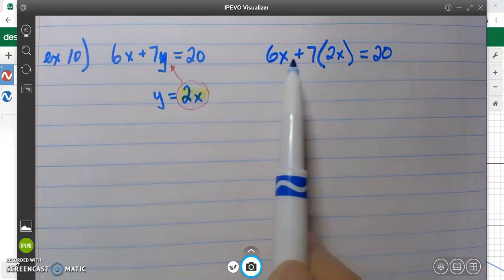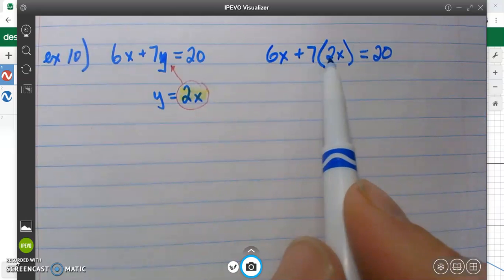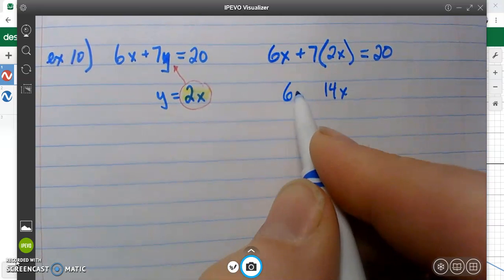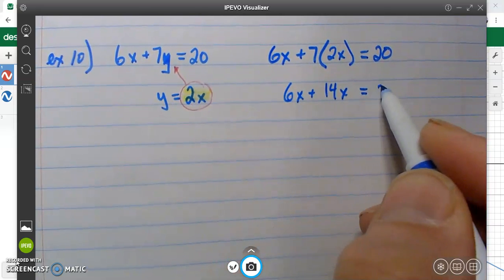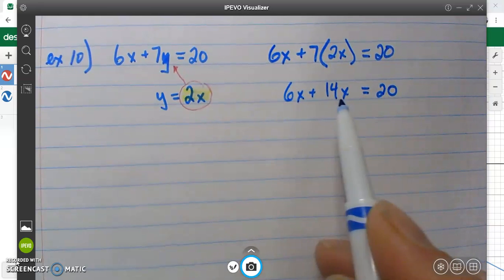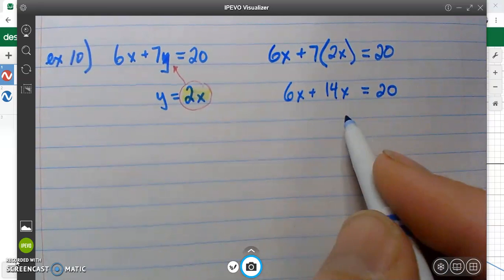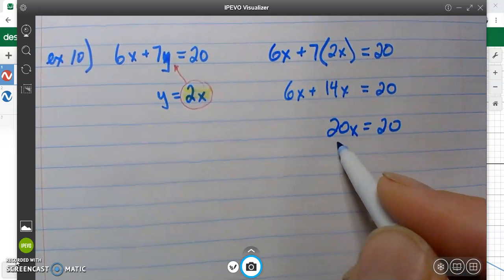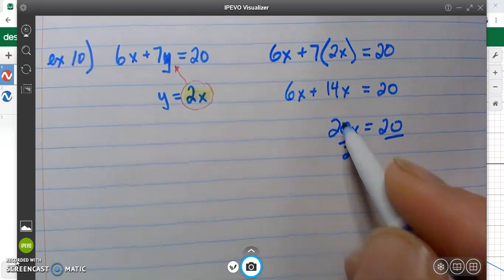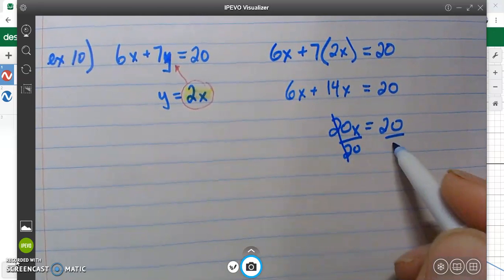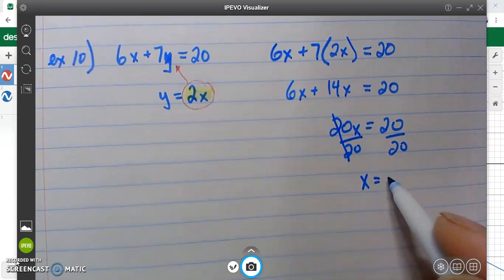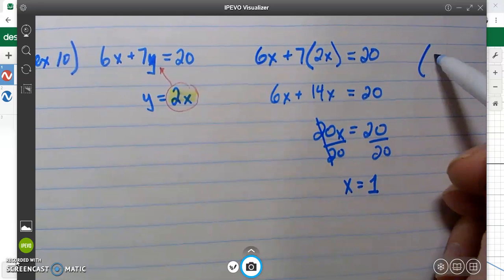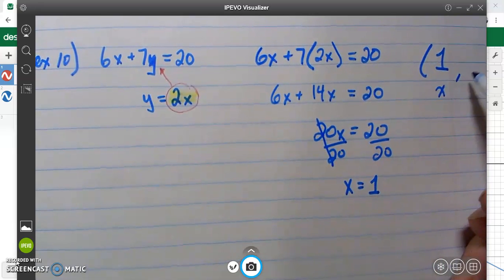Now again, one equation and one variable I can solve. So 7 times 2x is 14x. Here's my 6x. I do have like terms here, so I'll put those together. 6x and 14x is 20x. And if I divide both sides by this 20 here, I'll end up with x equals 1. So my x value is going to be 1.